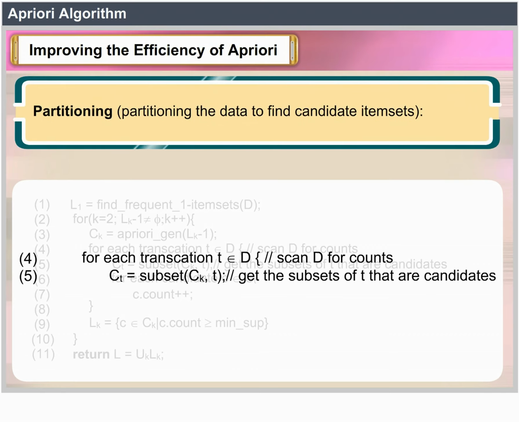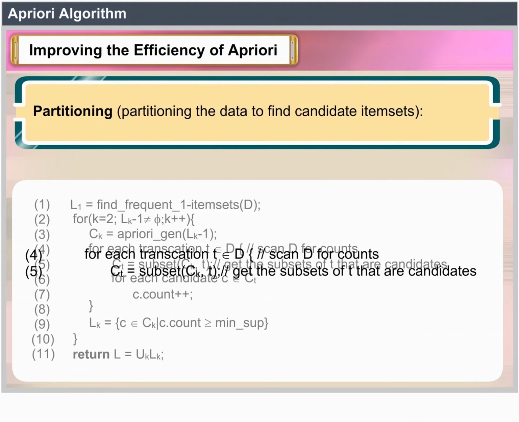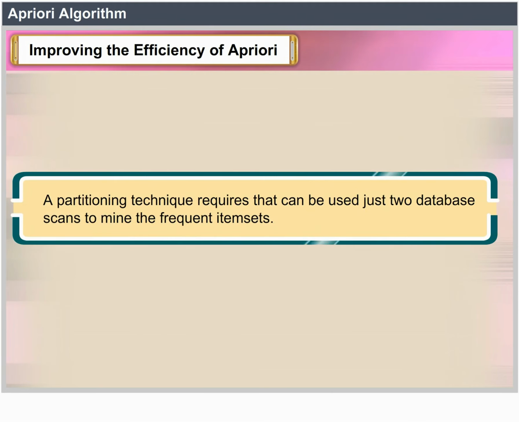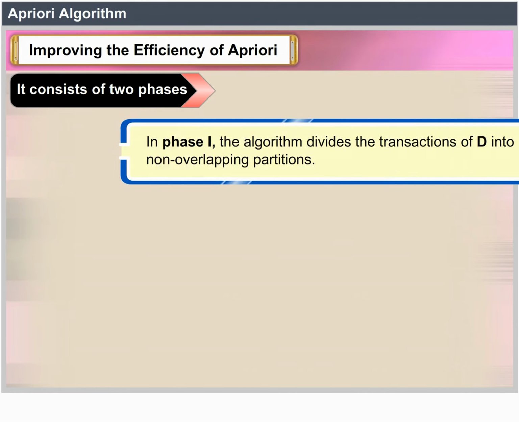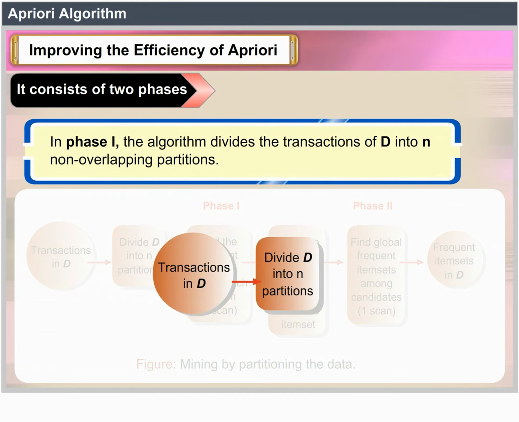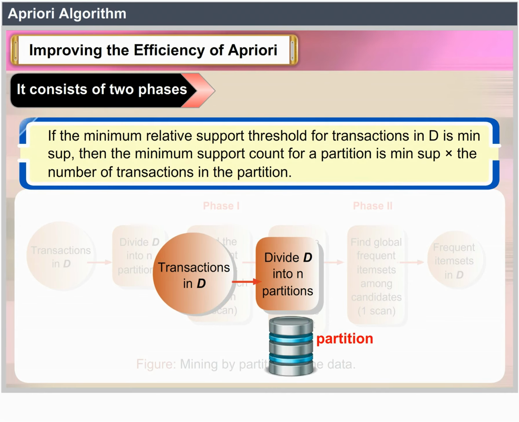Partitioning. Partitioning the data to find candidate item sets. A partitioning technique can be used that requires just 2 database scans to mine the frequent item sets. It consists of 2 phases. In phase 1, the algorithm divides the transactions of D into n non-overlapping partitions. If the minimum relative support threshold for transactions in D is min sub, then the minimum support count for a partition is min sub times the number of transactions in that partition.